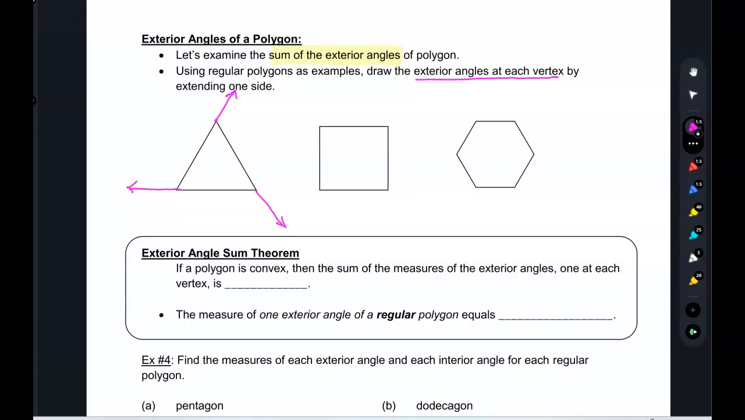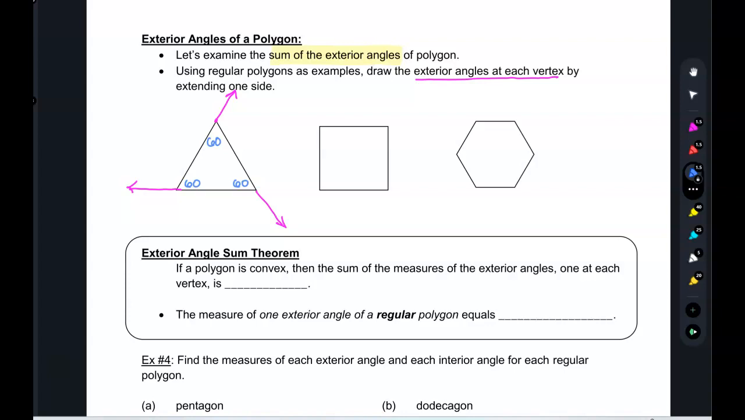We don't want to have them crisscross, so it's just one exterior. Now, if this was an equilateral triangle, each interior angle is 60. Wait, how do we know it's equilateral? We're using regular polygons as examples. Okay.